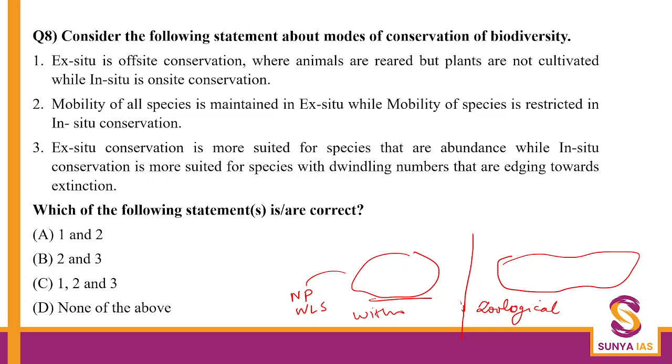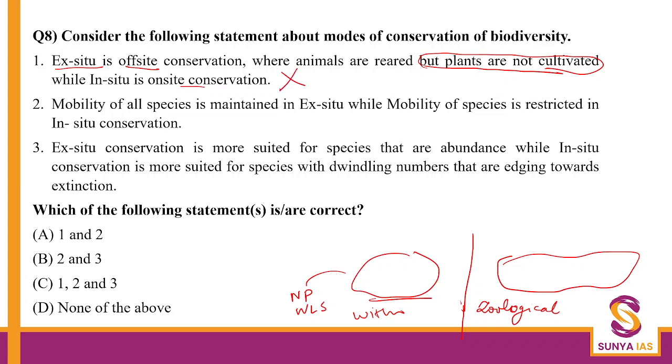Right. Now let us see. Ex situ is offsite conservation where animals are reared, but plants are not cultivated. No, actually, both the animals and plants can be reared. In case of ex situ, there is no particular limitation here. So ex situ offsite is correct, but the part saying plants are not cultivated makes it wrong. So read the entire statement.